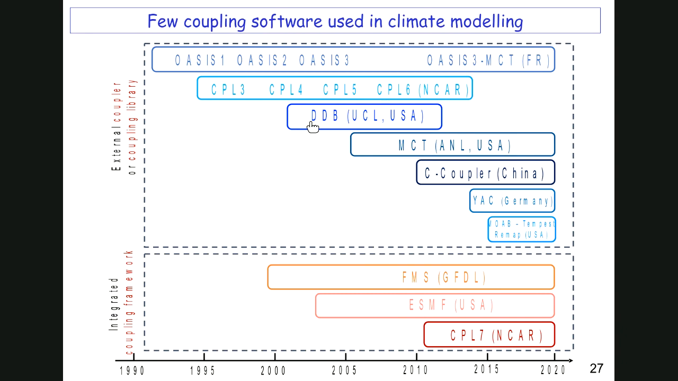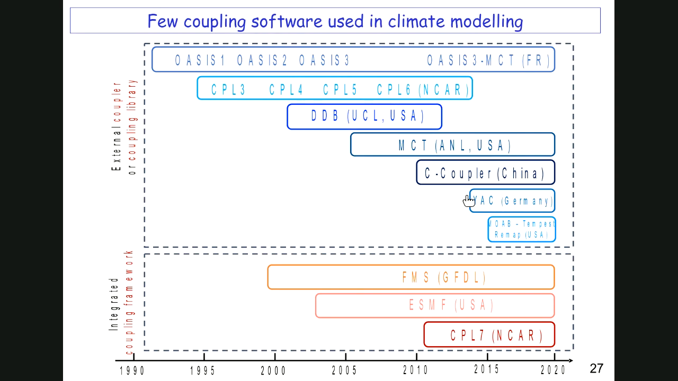You have also the Data Broker coupling library that's been developed at UCLA in the States, and at about the same time the first integrated coupling software was being developed at GFDL with FMS, and then ESMF followed. And then we had MCT, which is a lower level coupling library in the States. In 2010, the development of the C-Coupler started in China. And then YAC, which stands for yet another coupler, in Germany.